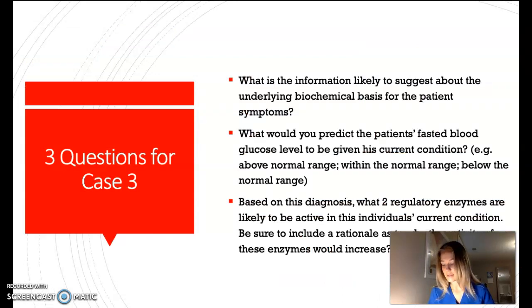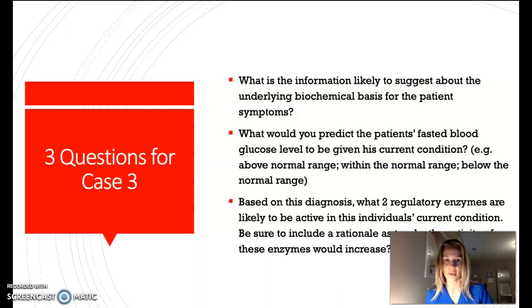The first question is, what is the information likely to suggest about the underlying biochemical basis for the patient's symptoms? I said because this young patient produces little to no insulin, he will be unable to transport glucose that is in the blood to cells. Glucose that is in the blood and not being transported into cells is essentially useless to the body and cannot be utilized for energy.